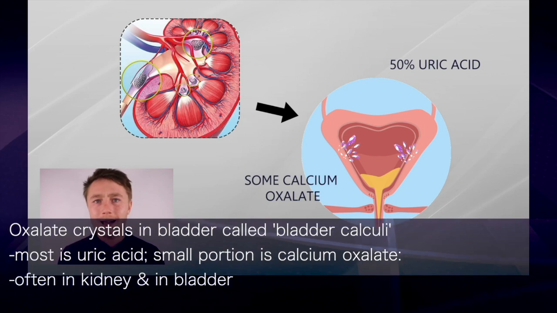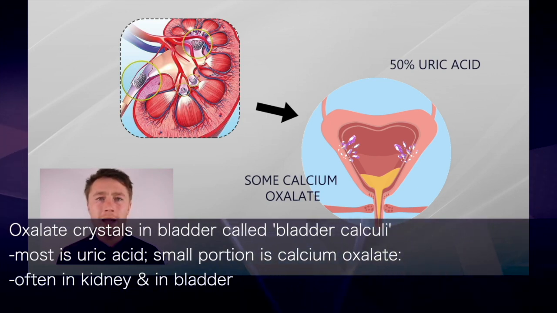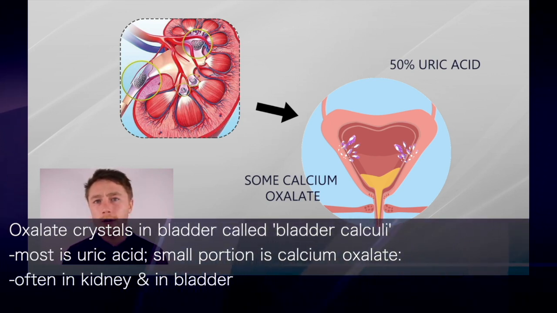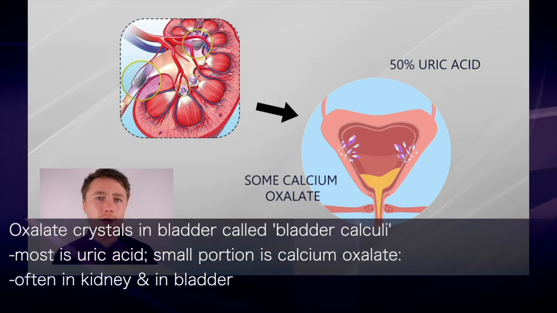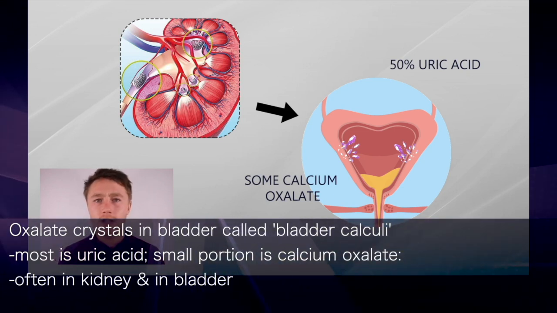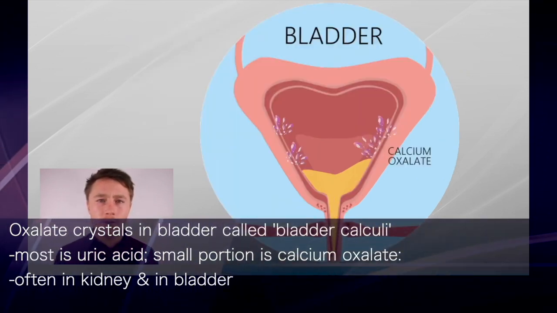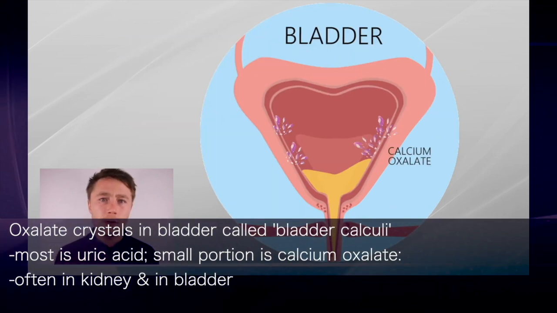Now, most bladder calculi are made up of uric acid, but there is also a small portion which is made up of calcium oxalate. So just to be clear, calcium oxalate is not only implicated in kidney stones, but those oxalate crystals can actually make their way to other parts of the urinary tract. They can get into the bladder.